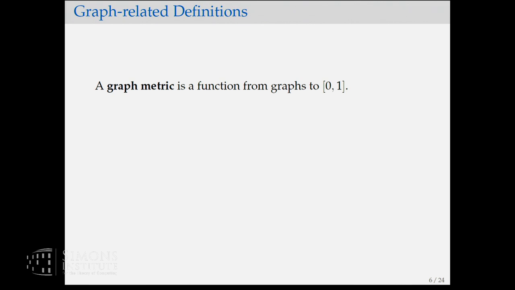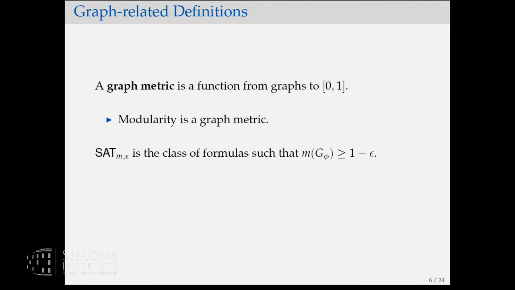We're going to look at metrics on these sorts of graphs. In general, a graph metric is a function that maps a graph to a number in [0, 1]. The modularity that has been defined in the community is a metric like this. We're going to denote by SAT(M, epsilon) the class of SAT formulas that have high modularity according to this metric M. Basically, M on the variable incidence graph of the formula phi from this class is greater than or equal to 1 minus epsilon for any specified parameter epsilon. So you fix an epsilon, you get a class of formulas.